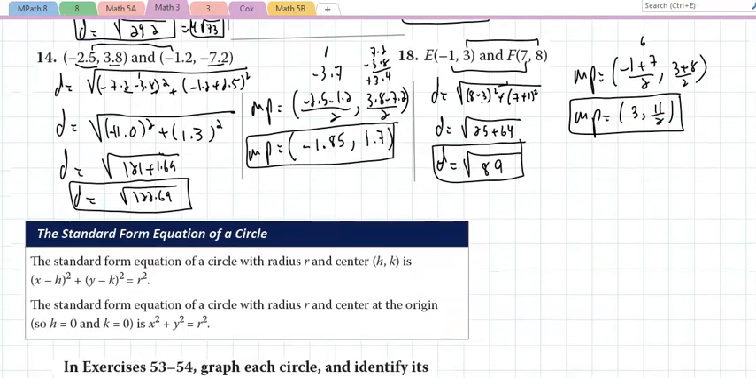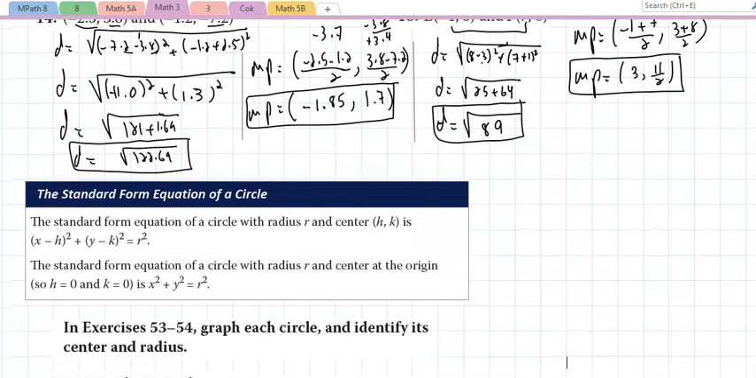Now, an equation of a circle. When you look at a circle, you're going to see two squares equaling a number.